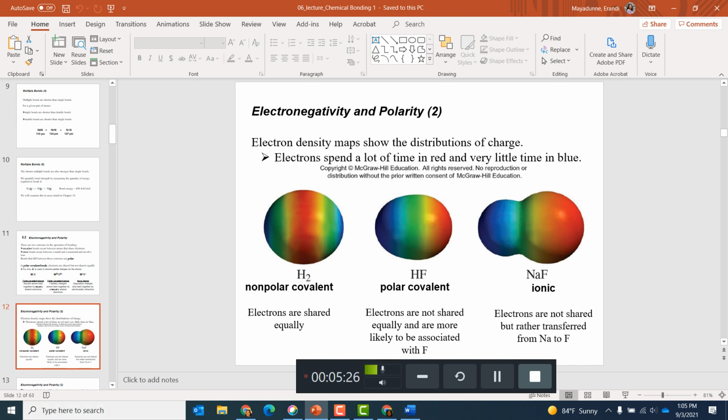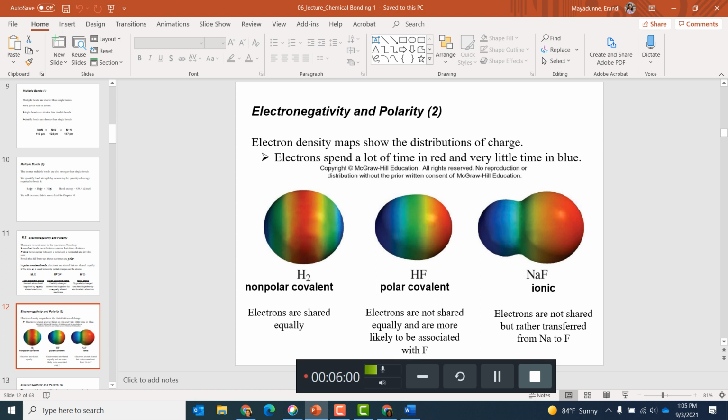So this is electronegativity and polarity. You can see this is hydrogen, where the electrons are shared equally because both atoms have the same electronegativity. Think about hydrogen fluoride: fluorine is more electronegative, so fluorine pulls the electron cloud towards itself. Sodium fluoride is ionic. It's not sharing anymore. Sodium completely gives away its electron. So these are the three types of bonding.